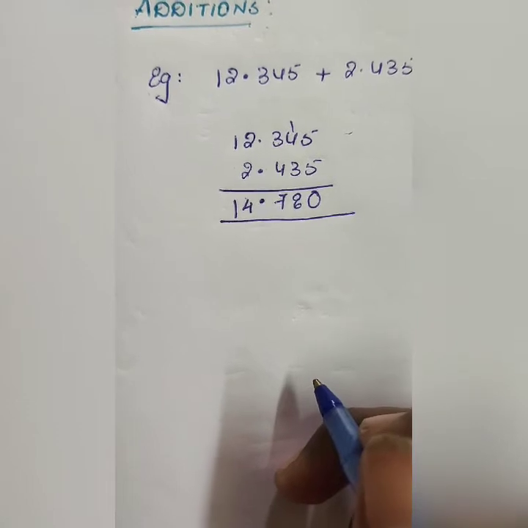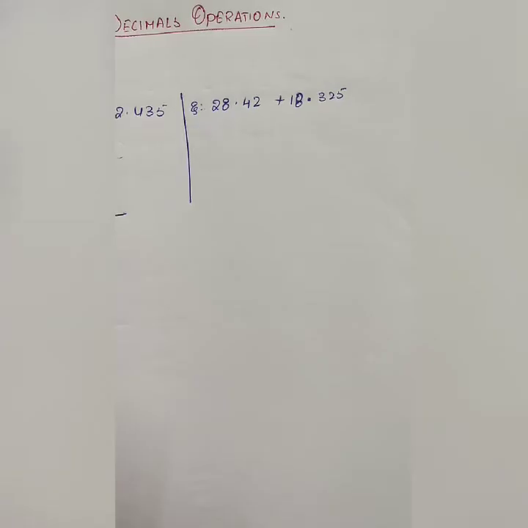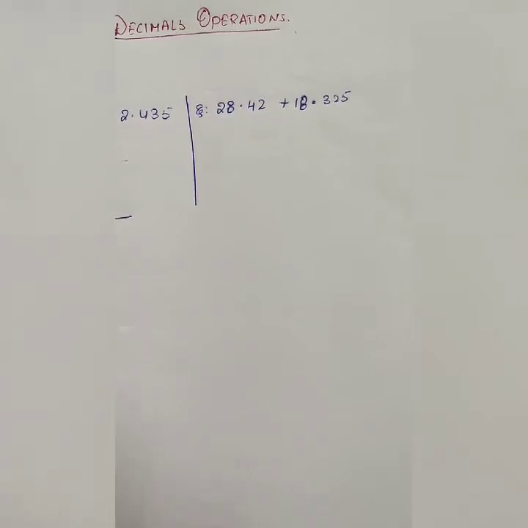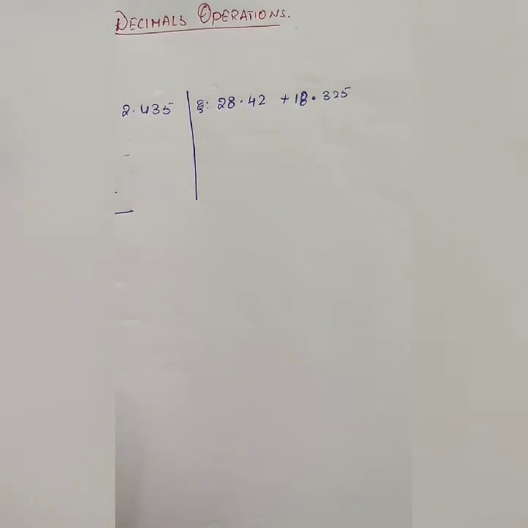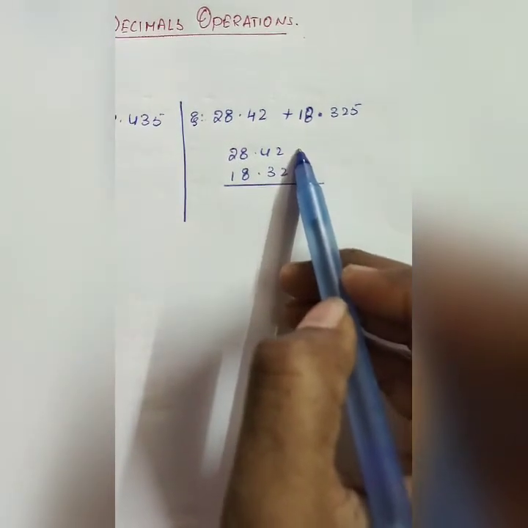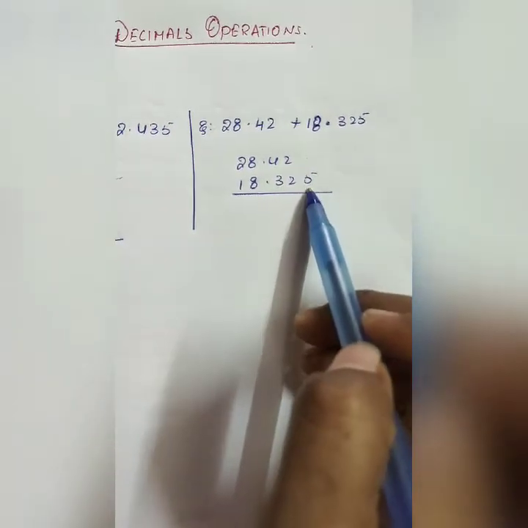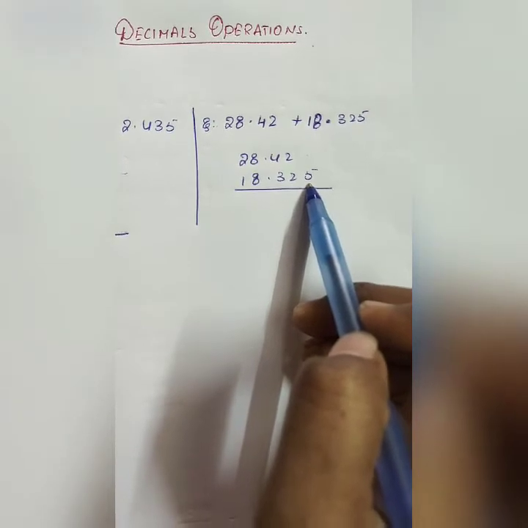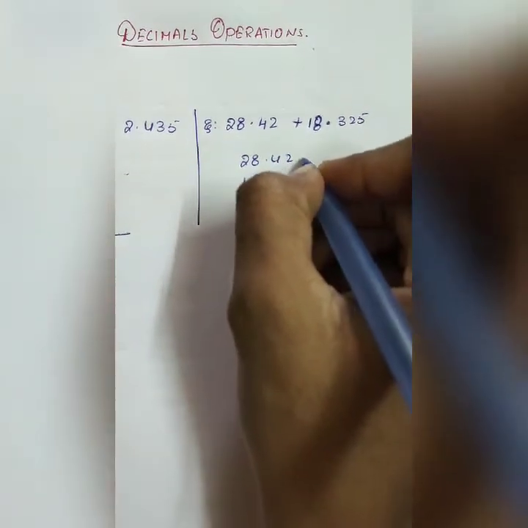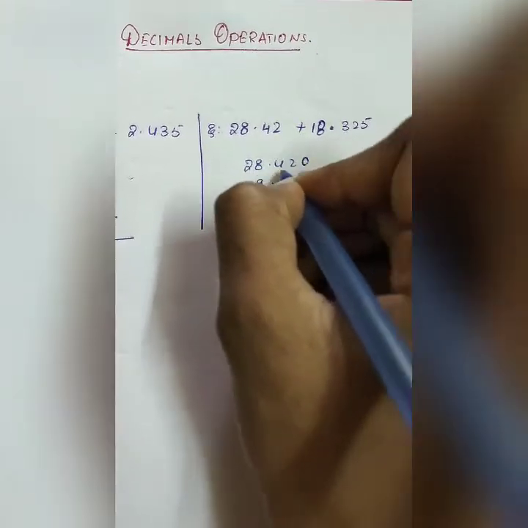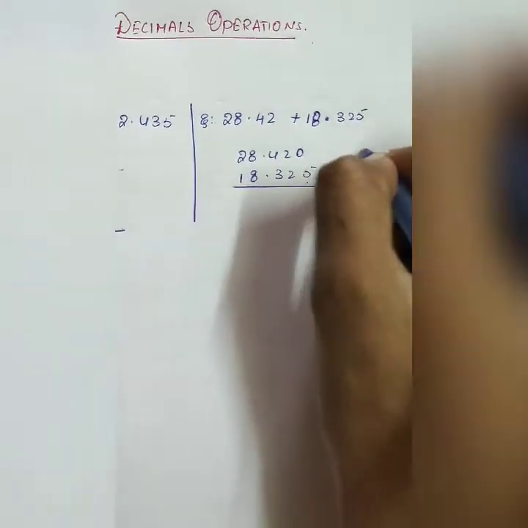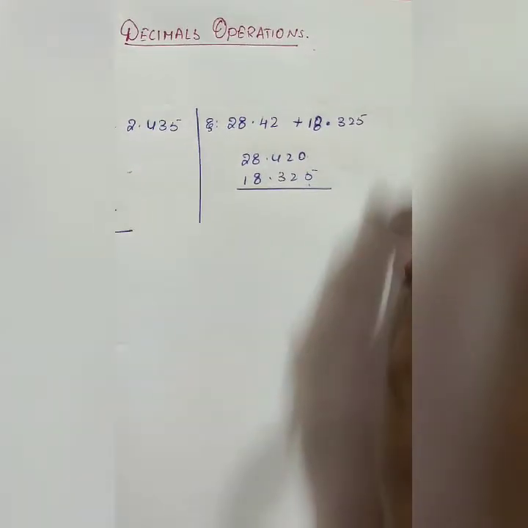Okay, so let us do one more example of addition. Let's consider 28.42 plus 18.325. Write down as per the place values. Here you can see there is no digit in the thousandths place in the first number, but the other has a value in the thousandths place. So there is no need to worry. Just keep a 0 where there is no digit. There is no change in the value. If you keep 0 after the decimals, you can put so many zeros, there is no change.